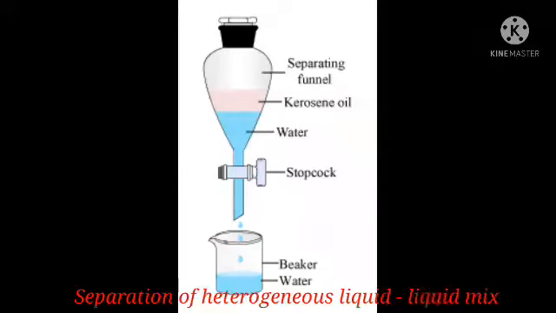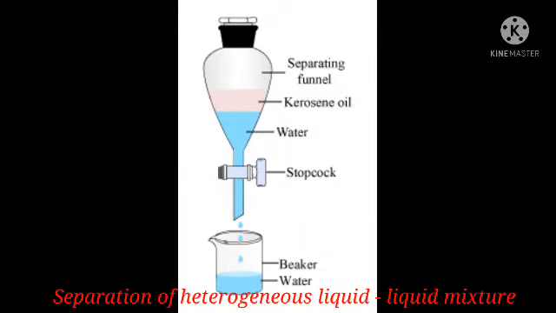Separation of a heterogeneous liquid-liquid mixture. When two liquids in a mixture do not mix well and can be seen separately, they are said to be immiscible. For example, water and oil are immiscible and just form two layers. The heavier liquid forms the lower layer while the lighter liquid forms the upper layer. This method can be used to separate kerosene and water.